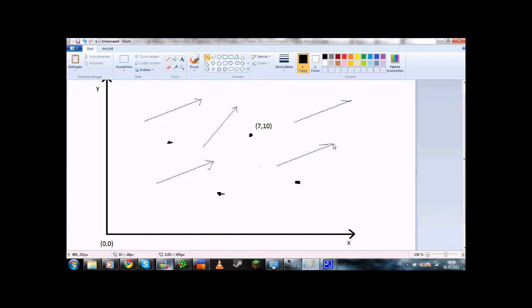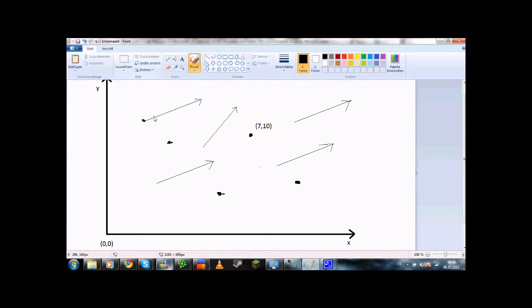So now I drew 5 vectors. You can see these 4 are the same, except my arrowheads are kind of different. But all of them mean exactly the same, because in a vector, this point here, you could call it the origin of the vector, is not necessarily defined.